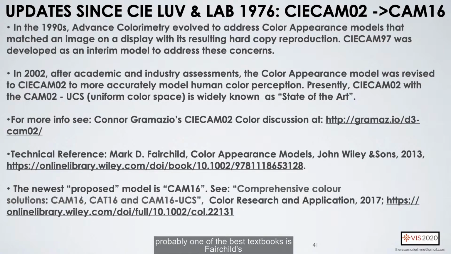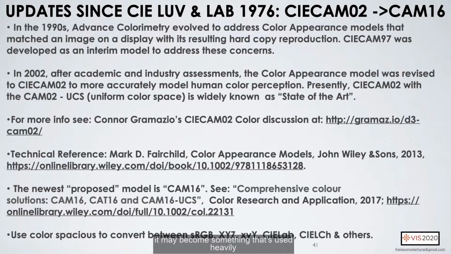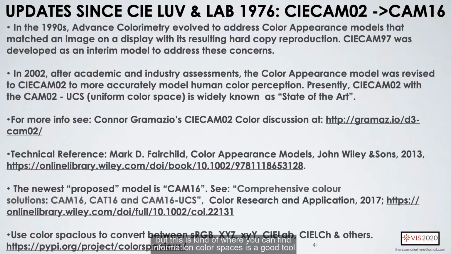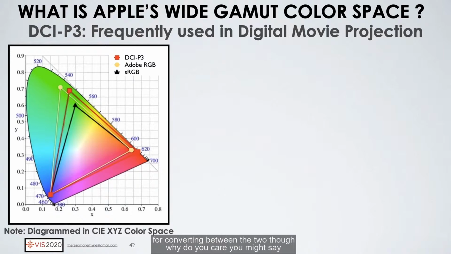Probably one of the best textbooks is Fairchild's Color Appearance Models by John Wiley and Sons. It's a 2013 book. There's a new proposed color model, if you're kind of into it, called CAM16, from 2016. It's kind of evolving. It may become something that's used heavily, but this is kind of where you can find information. Color Spaces is a good tool for converting between the two.